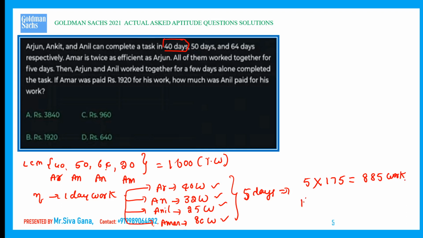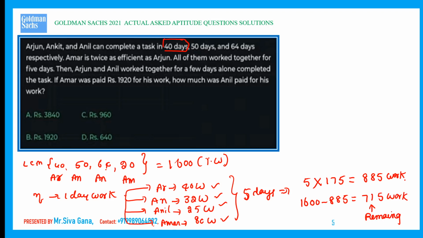Now the remaining work is how much? 1600 minus 885. That comes out to be 715. This 715 is the remaining work.